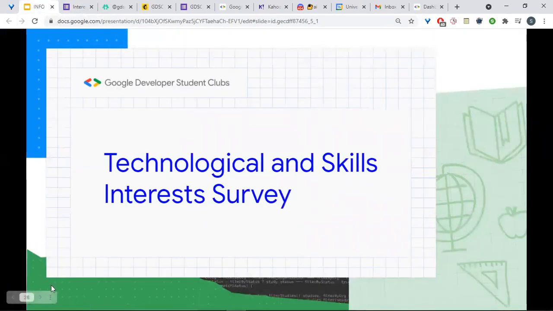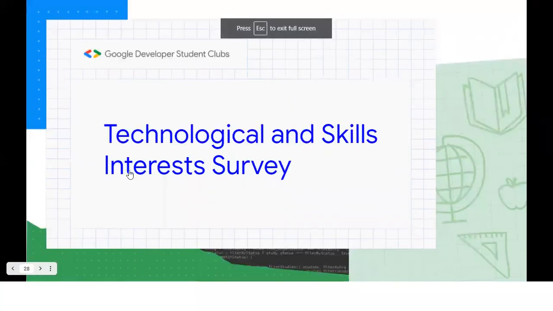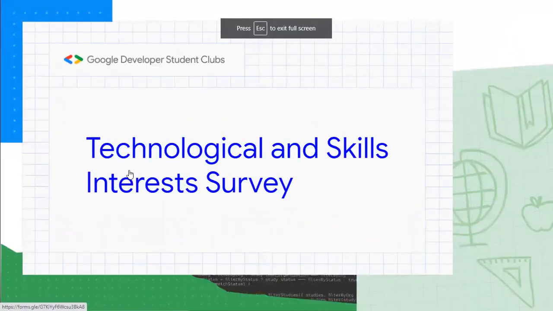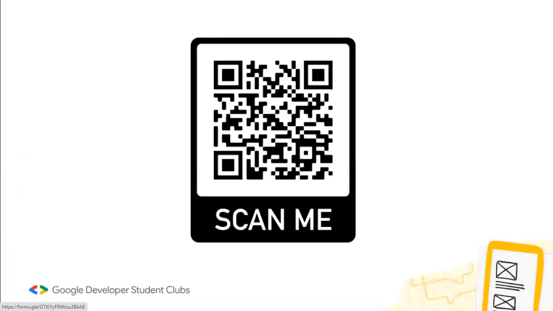So we have two forms. We have the technological survey form. It's not on the Linktree right now. There's a QR code for that. This is the QR code. So we have two QR codes. One is for the member sign up or the Linktree, and the other is for the survey.